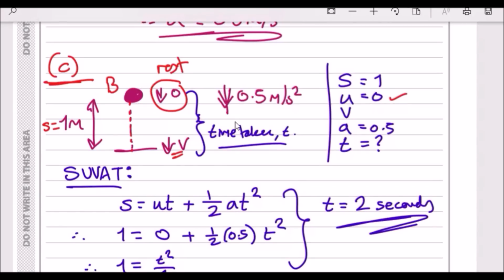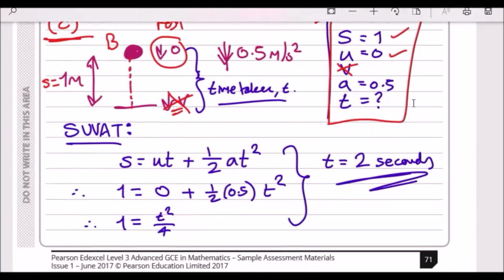So what you should always do is write a set of SUVAT equations. Write SUVAT and fill out your variables. S is 1, U is 0, V we don't need, cross it out. A is 0.5, and we're trying to find T. So we have 1 unknown and 4 terms, which is perfect. Now finding a suitable SUVAT equation, pick one that doesn't have V in the formula sheet, and you should come to this one: S equals UT plus half AT squared.